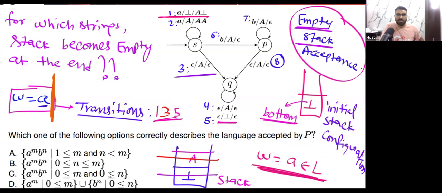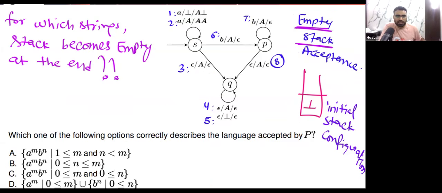Please tell me, did you understand? Let me know. Very simple. So tell me some more strings which will make the stack empty. For which strings will the stack become empty at the end? For example, what about double A? What about triple A? Take these strings, for example, double A or triple A.